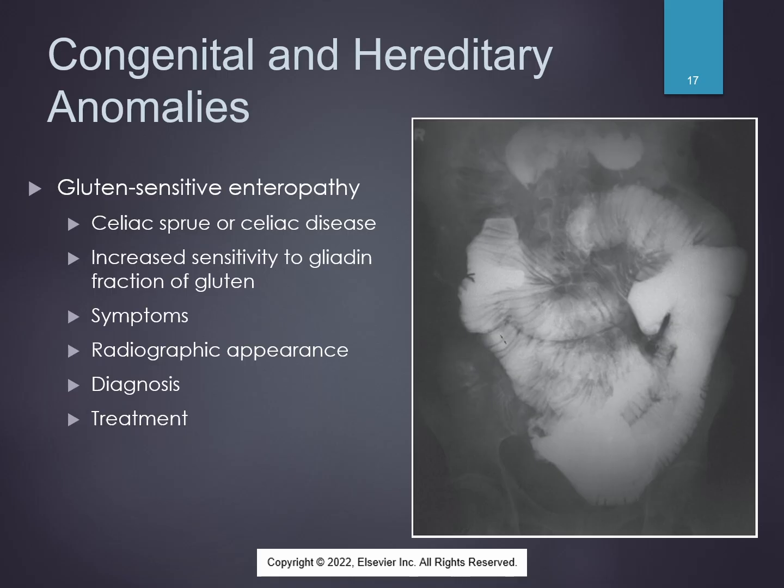Gluten-sensitive enteropathy used to be known as celiac sprue or celiac disease. This disease is an autoimmune hereditary disorder involving increased sensitivity to the gliadin fraction of gluten. Gluten is an agent found in wheat, barley, and rye products and can interfere with normal digestion and absorption of food through the small bowel.